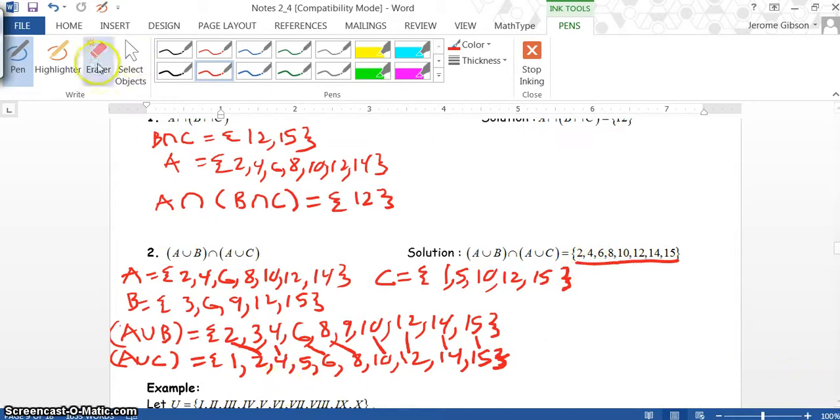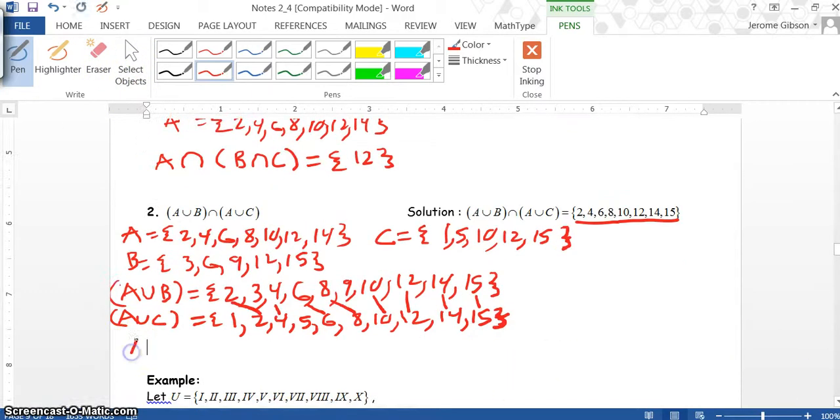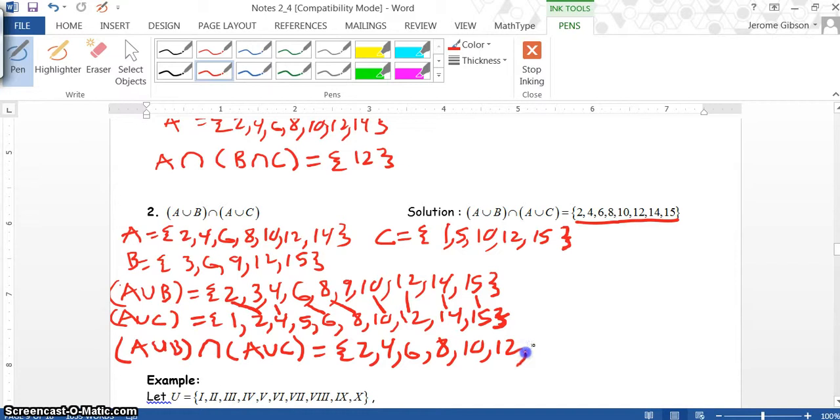Now we can write this out. Have A union B, parenthesis, intersect A union C, which would give us 2, 4, 6, 8, 10, 12, 14, 15, which is the exact same answer we have here.